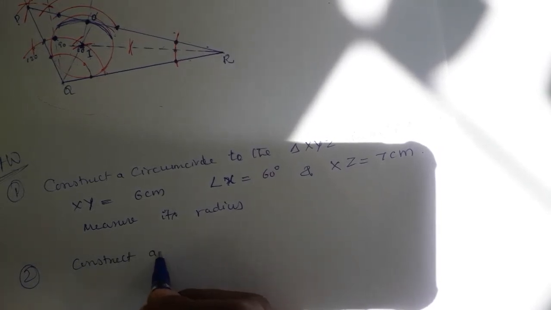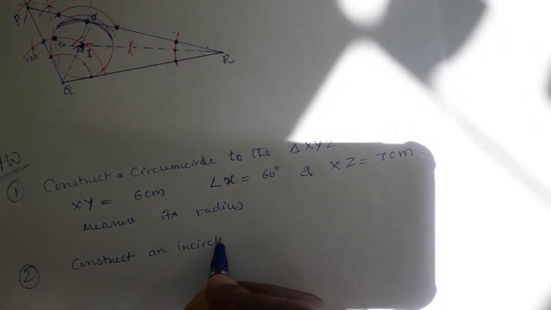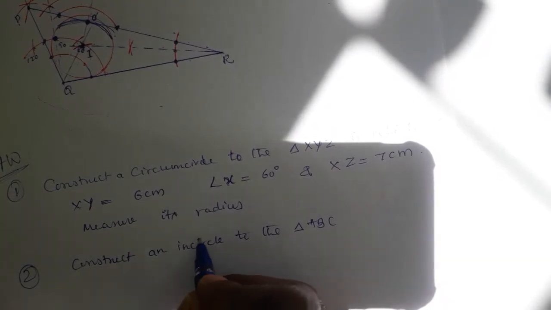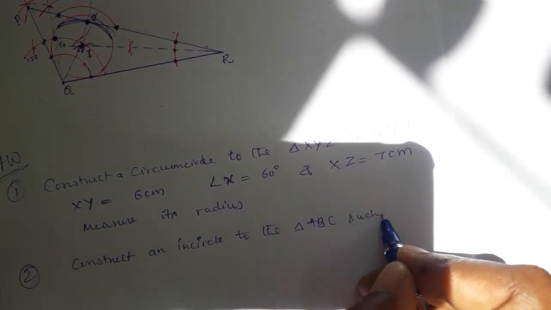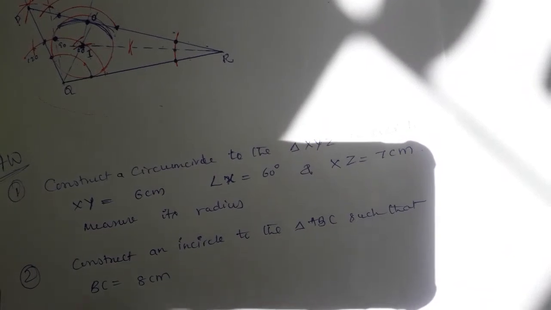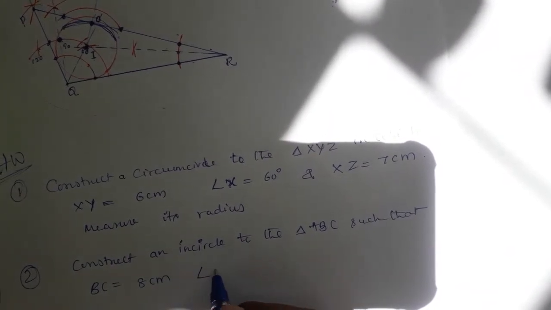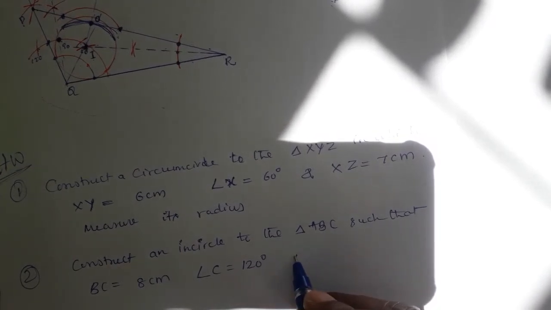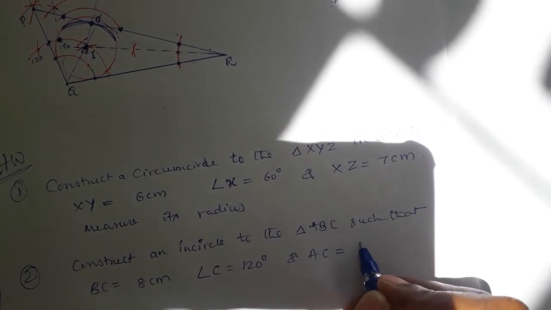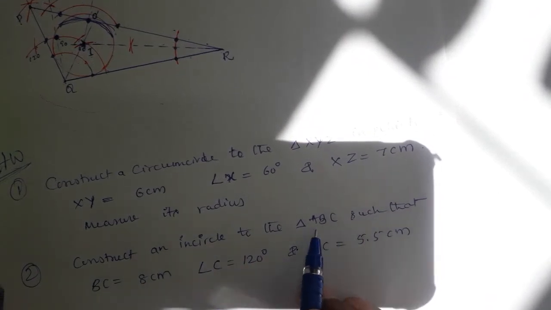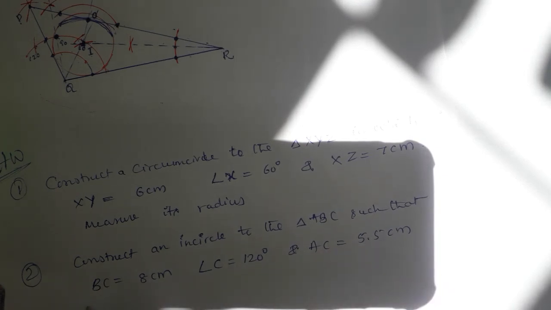Second, construct an incircle to the triangle ABC such that BC is equal to 8 centimeter, angle C is equal to 120 degree, angle C 120 degree, remember, and AC is equal to 5.5 centimeter. So this is the other triangle ABC, in which BC is 8 centimeter, angle C is 120 degree, AC is 5.5 centimeter.